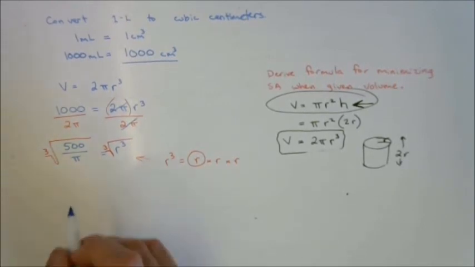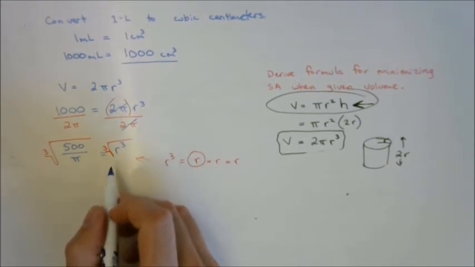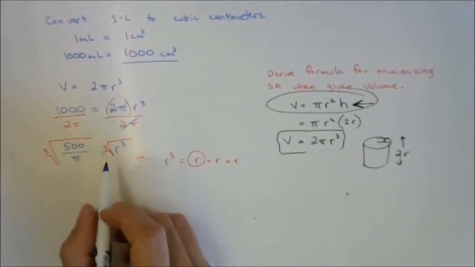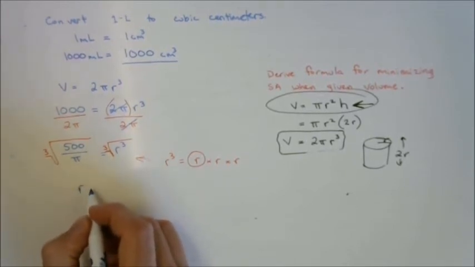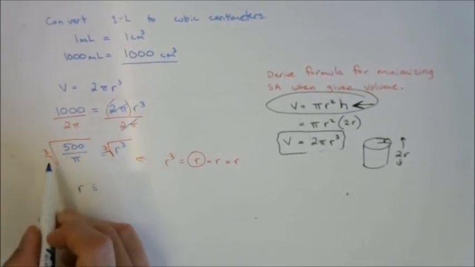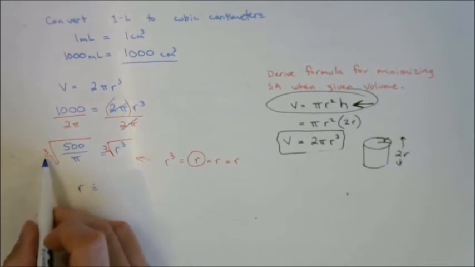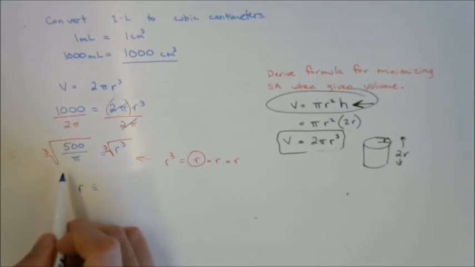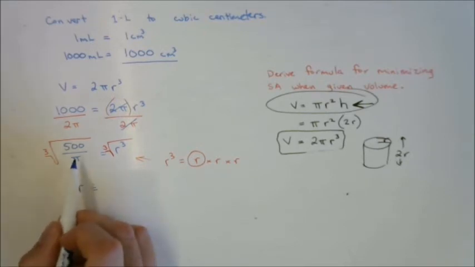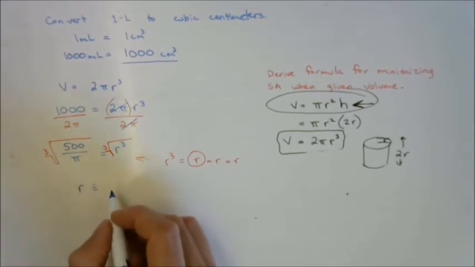I think you might have square rooted. You need to cube root. How do you do that? On the right side, it's just leaving me with r. And on the left side, I need to take the cube root of 500 divided by pi. You could do that too. You could do 500 divided by pi and then cube root the answer. Okay? So go ahead and try that.